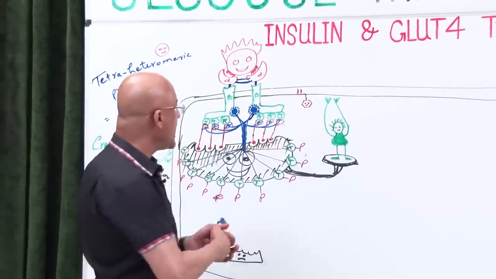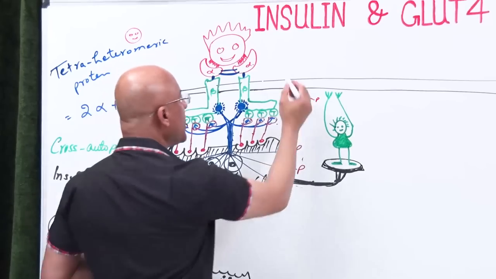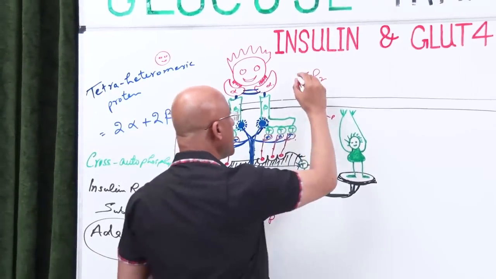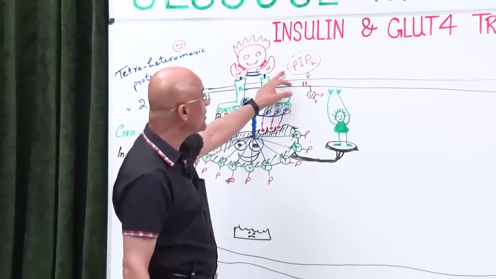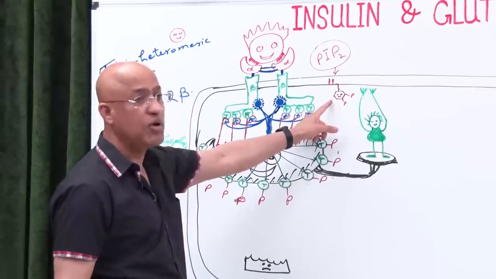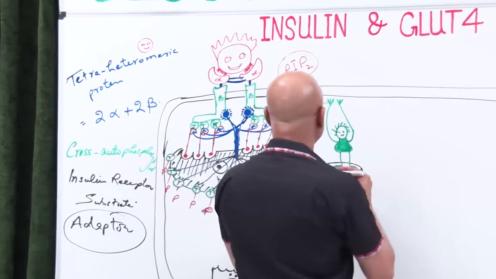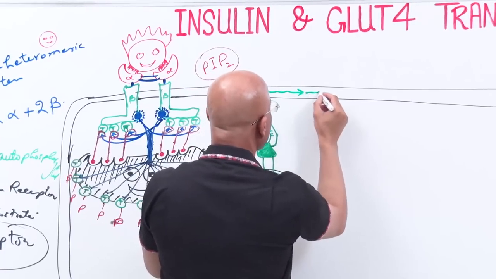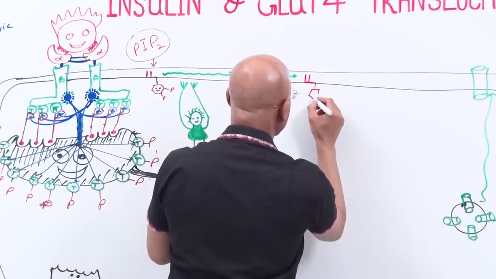It has two phosphates here already. So this lipid is called phosphatidyl inositol diphosphate. This is PIP2, or better to call it phosphatidyl inositol diphosphate. Now, what is the enzyme going to do? It is going to phosphorylate phosphatidyl inositol diphosphate, add one more phosphate, and convert that molecule into phosphatidyl inositol triphosphate.